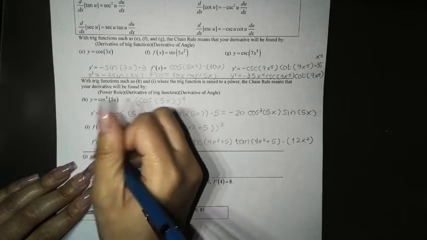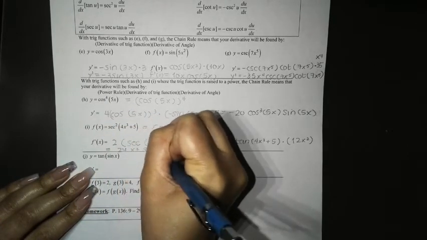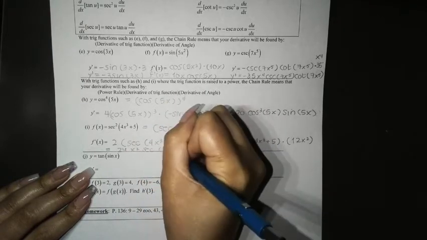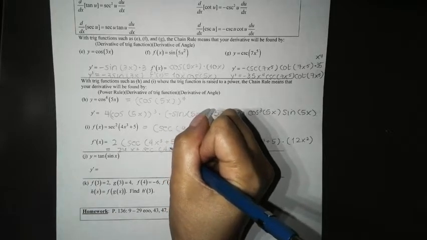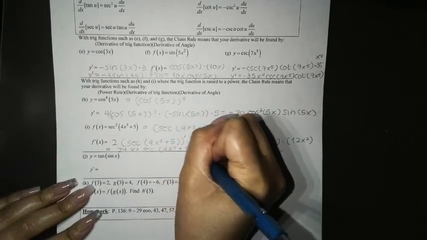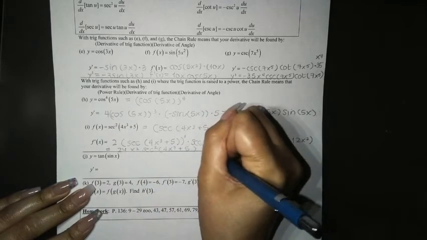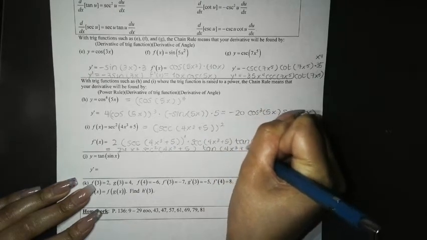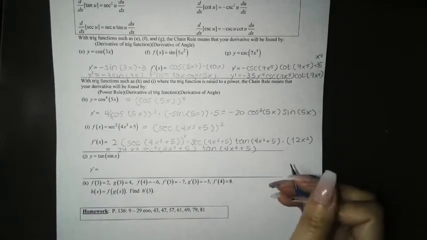If you want to simplify it, let me write it here. It's going to be 24x cubed secant of 4x to the power of 3 plus 5, and we have 2 of those, so this is going to be squared, tangent of 4x cubed plus 5. So we have everything there.